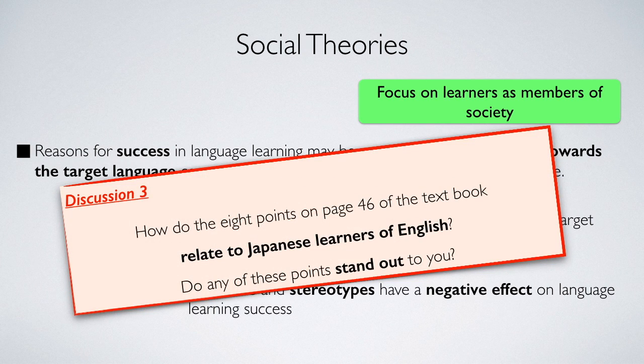Thinking about Japanese students learning English, how much do you feel these 8 points affect learning success? Do any of Schumann's points stand out to you? This is not an easy question, so I hope you'll take a little extra time to think carefully about your opinions and ideas.